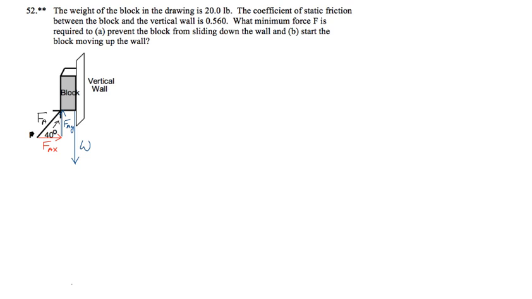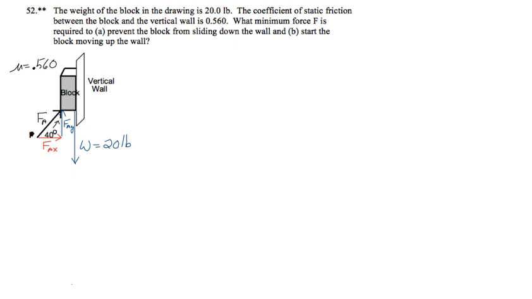Another thing, notice that in this problem, they're giving me the weight in pounds. So if they're giving it to me in pounds, that means that this problem is going to be an English unit problem. So I'll write that in. So the weight is 20 pounds. Another thing given in the wording of the problem is that the coefficient of friction is 0.560 between the vertical wall and the block. So somewhere on this picture, I'm going to write mu equals 0.560. Any questions with what I have so far?